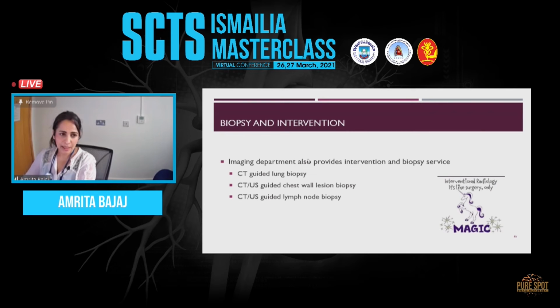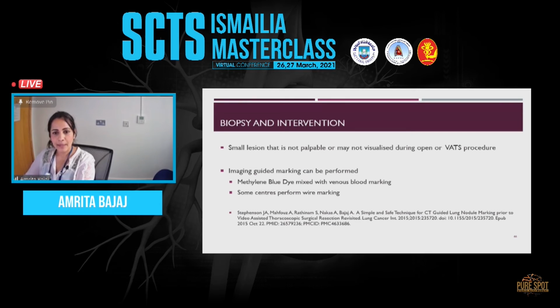So what are the things that we could physically put in place before the MDT? Most of the lesions, if they are amenable to biopsy, we try and biopsy under CT guidance. If they're chest wall lesions, you could do them under CT or ultrasound. Sometimes we use a lymph node biopsy of the neck for both diagnosis as well as staging to exclude N3 nodes.